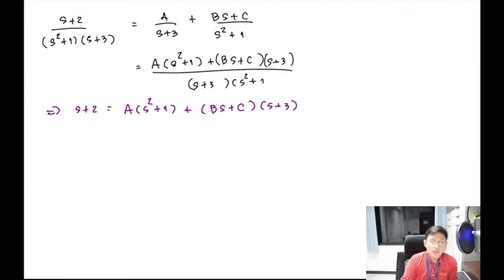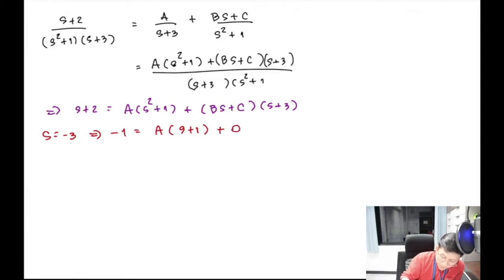Okay, and to solve this, first I'll just let s be minus 3. So the left hand side would be minus 1, and here it would be A times (9 plus 1) plus 0, which means that A is actually minus 1 over 10. Okay, we know right now that A is minus 1 over 10. Next I'll continue from here.